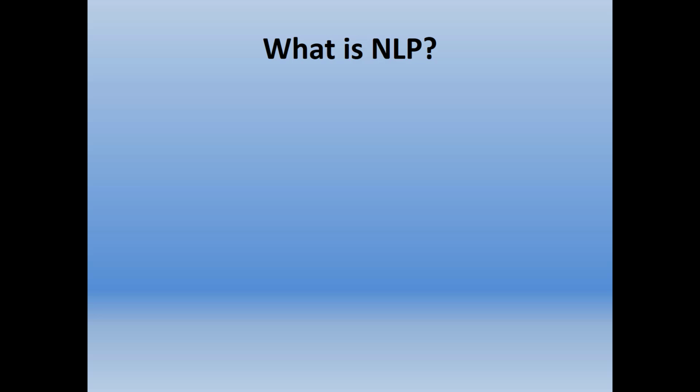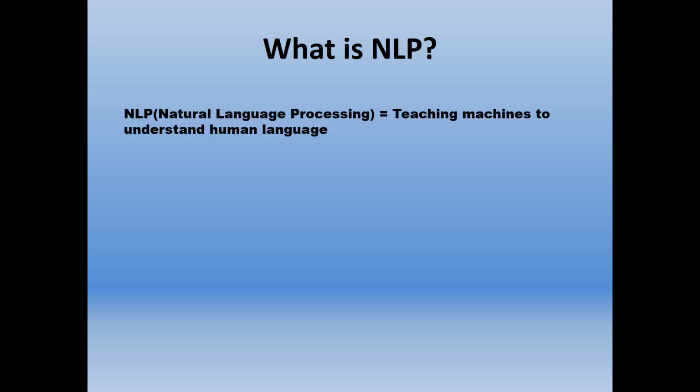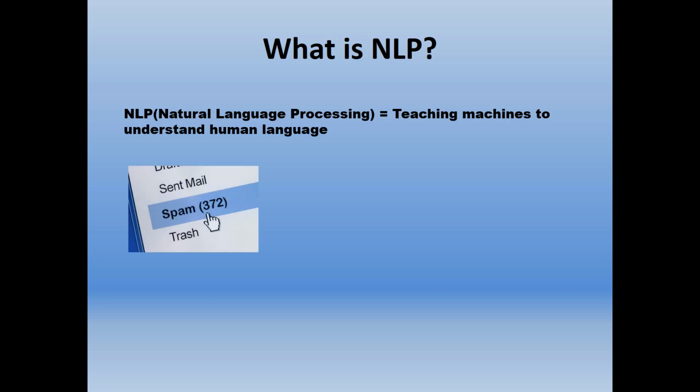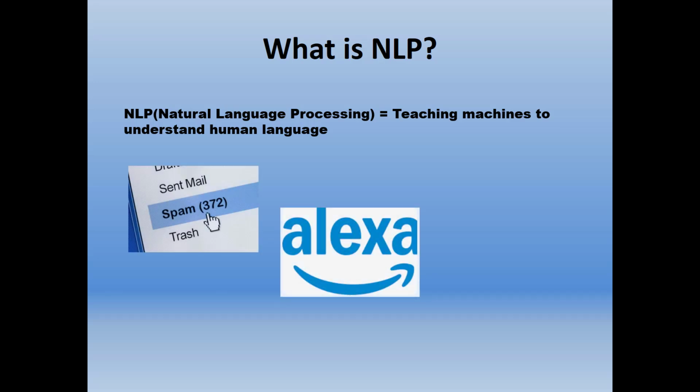So what is NLP? NLP is all about teaching computers to understand and process human languages. For example, Gmail spam filters, that's NLP. Chatbots like Alexa or Siri, that is also NLP. And Google Translate is also NLP. All these applications are based on NLP, that is natural language processing. So in this, we are just teaching computers to understand and process human languages.